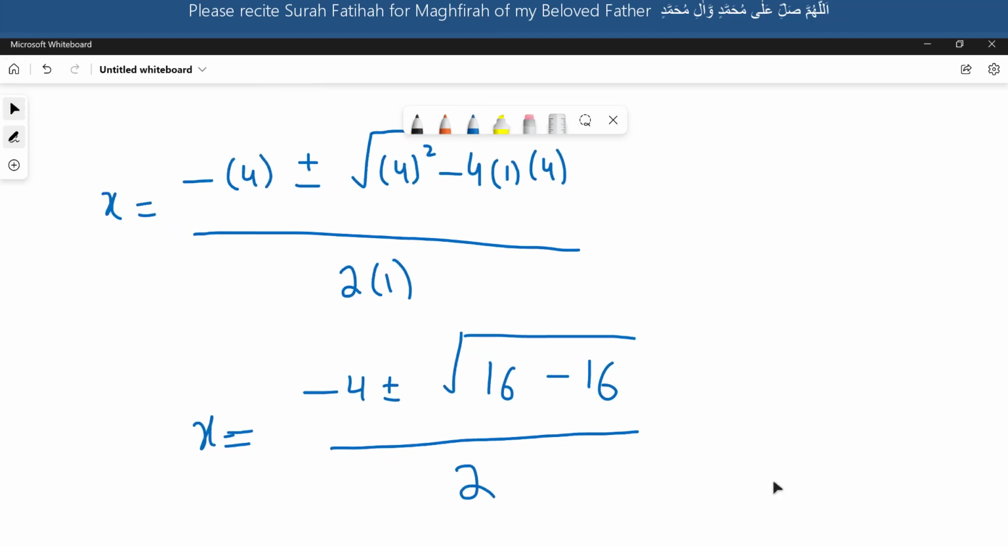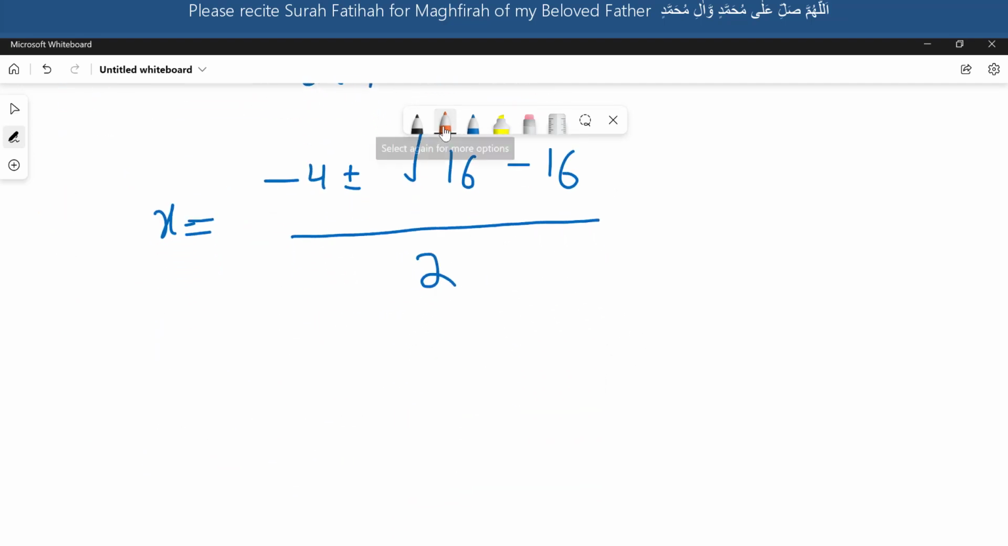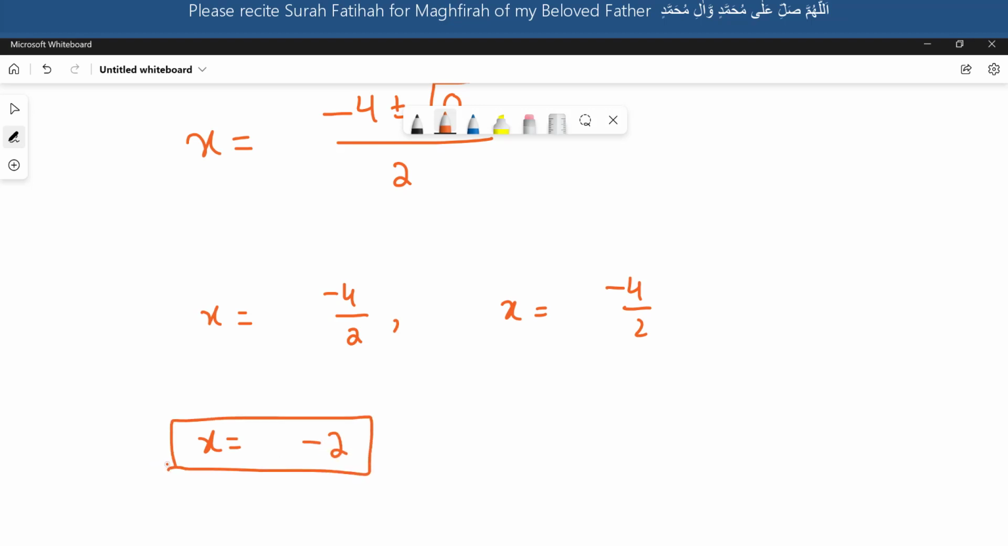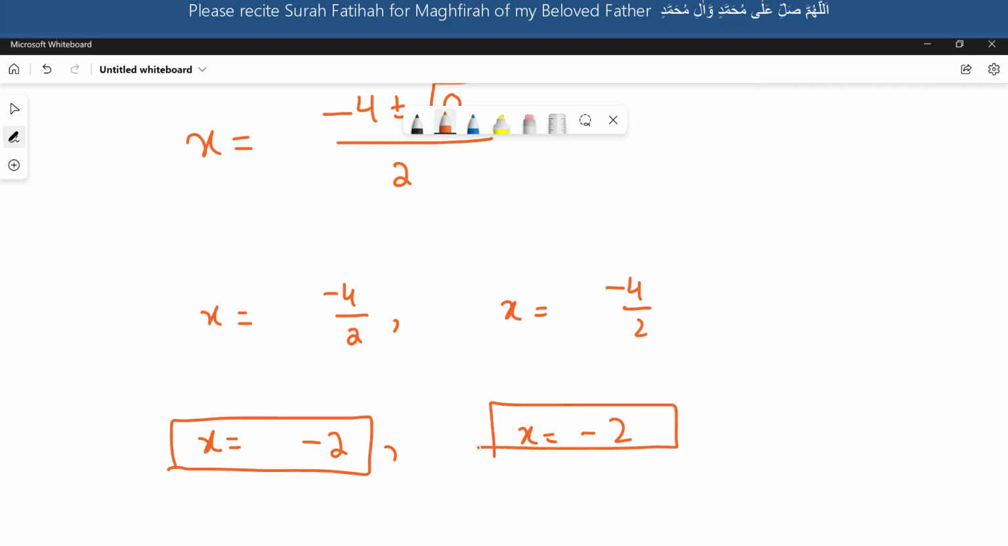Now you can see the value inside the radical, that's called the discriminant. x equals minus 4 plus or minus the radical of 16 minus 16, which is 0, over 2. By using this formula, you can see the value will be the same, because the radical of 0 is just 0. So we got minus 2 and minus 2. Here we have minus 2.